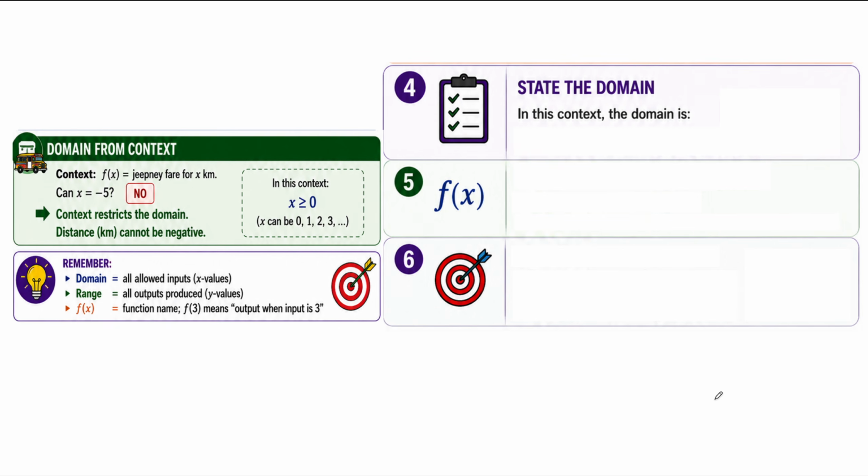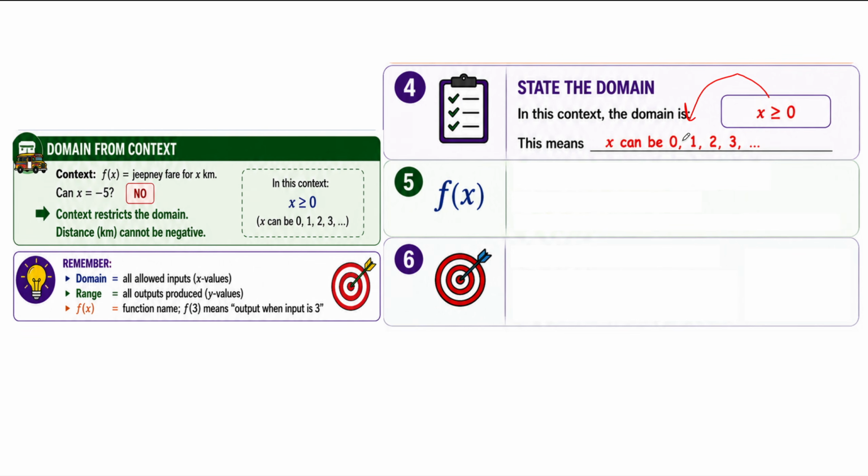Okay. So, let us state the domain. In this context, the domain is x is greater than or equal to 0. Ang ibig sabihin lang naman nito ay yung x can be 0. Bakit? May equal eh. No? 0, 1, 2, 3, and so on. Tuloy-tuloy siya.